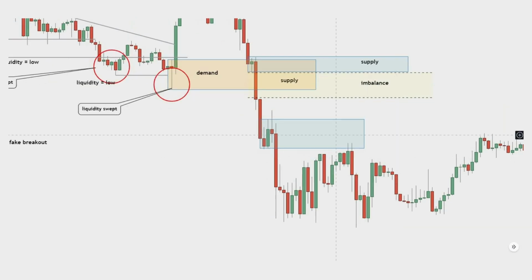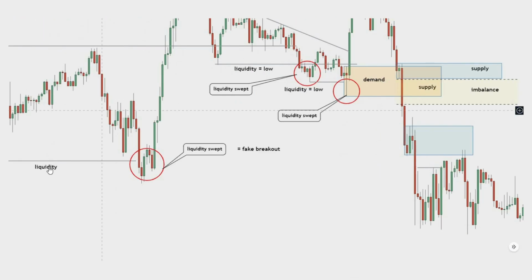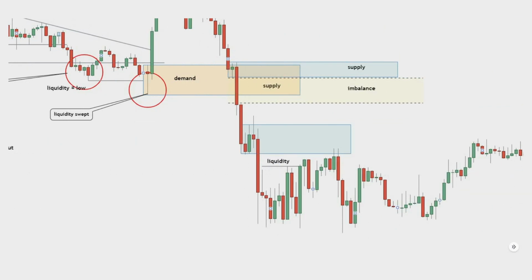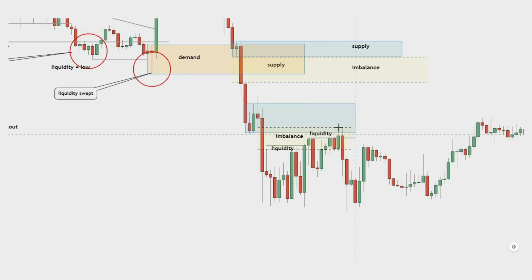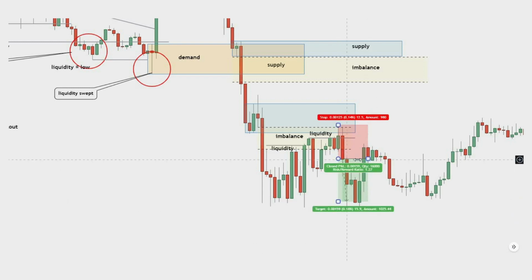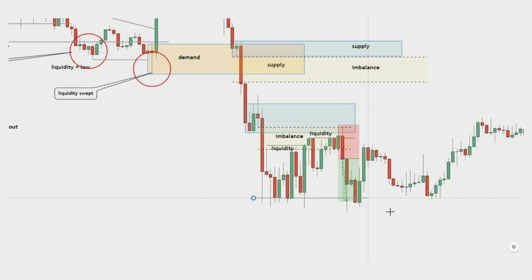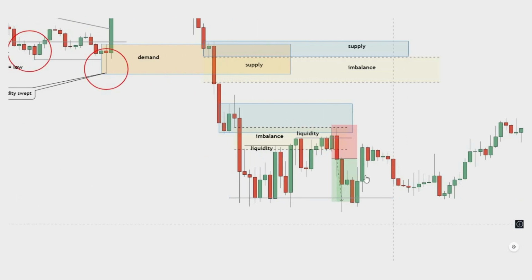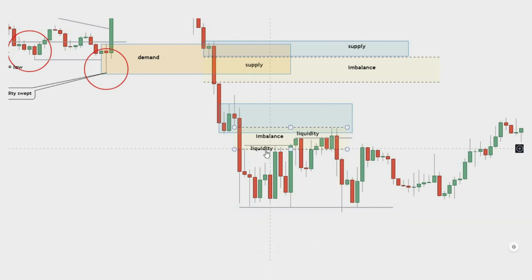Below we have another supply zone with an imbalance and liquidity below it. Being more precise, we have two liquidity levels that had been swept. We can enter at the upper edge of the imbalance that correlates with the demand zone, or wait for candle rejection and put the stop loss above it. The target in this setup should be the support level below, which is a liquidity level 2.